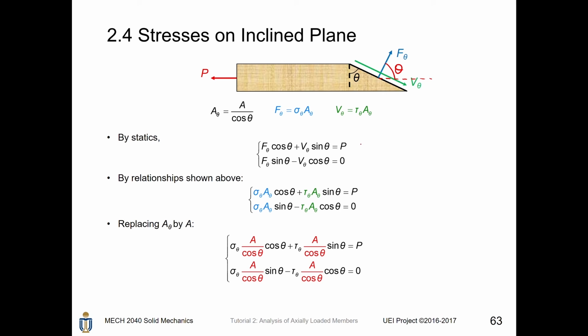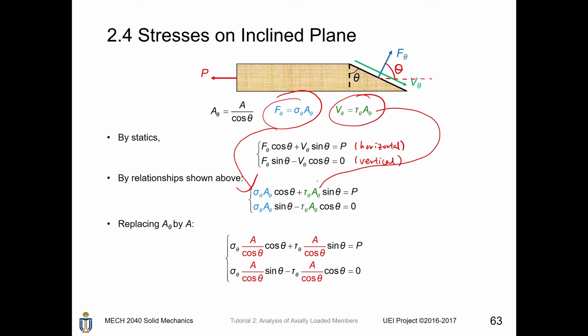Now consider the horizontal direction. The left hand load P equals F theta cosine theta plus V theta sine theta. Besides, consider the vertical direction. F theta sine theta minus V theta cosine theta equals 0. Then we substitute those two equations into the system, such that this system has two unknowns.